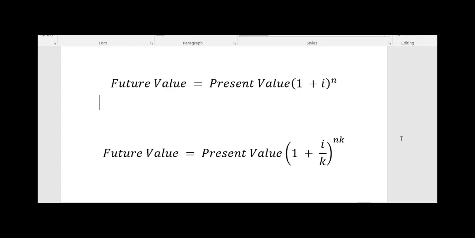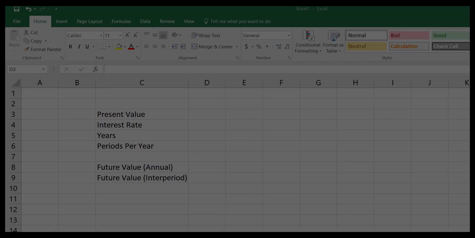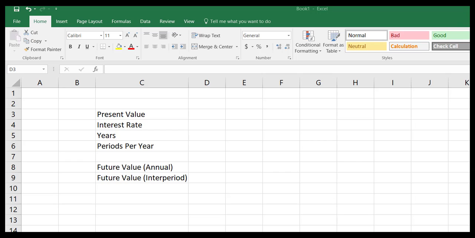And then I'm going to show you how to use Microsoft Excel's functions in order to do the exact same thing. Okay, so now I've switched over to Microsoft Excel and I've entered the parameters that I'm going to use to do these calculations. If you'd like to hit pause and enter these same parameters, feel free to do so.